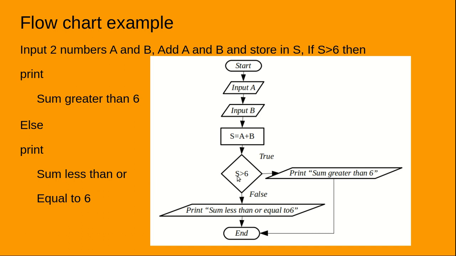Here, if it is equal to 6, this condition is not true, so it goes to the false statement. And then end, and both this output and after that output, the flowchart goes to the end. So the flowchart will end here.